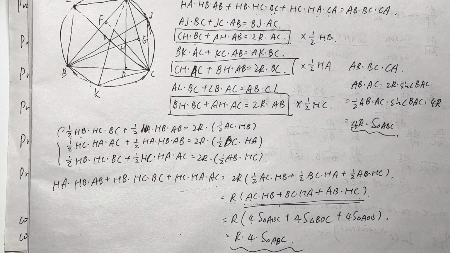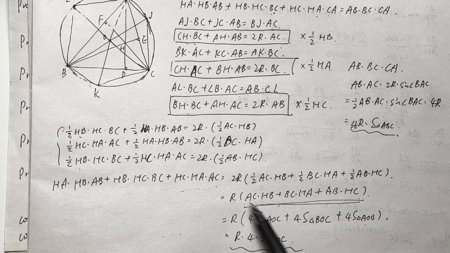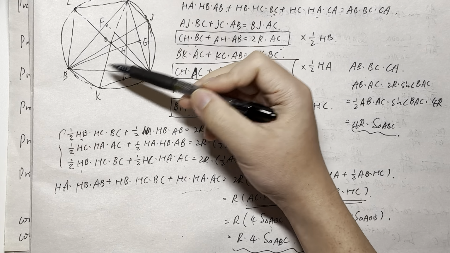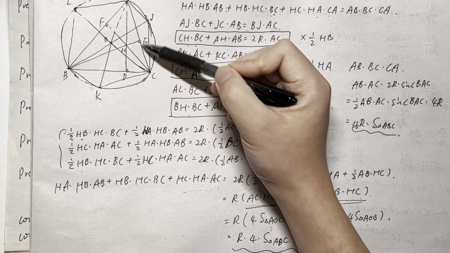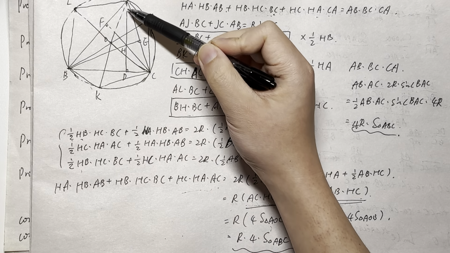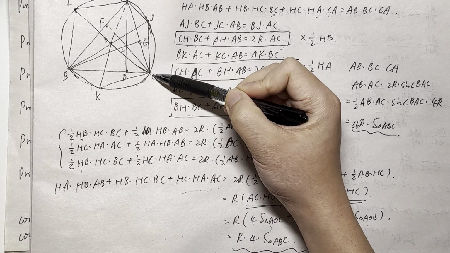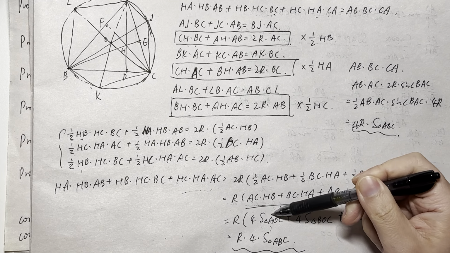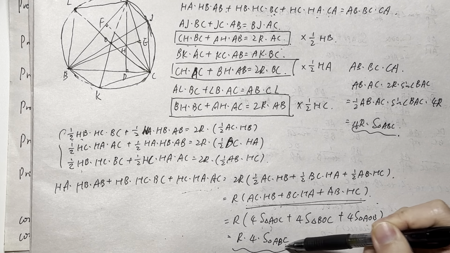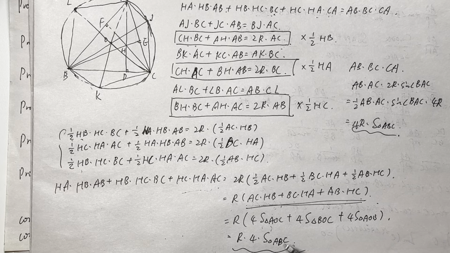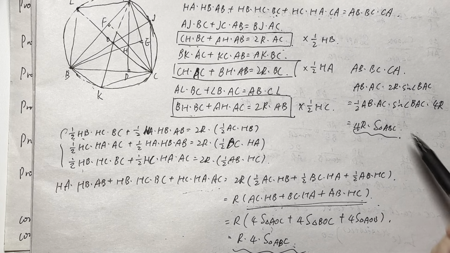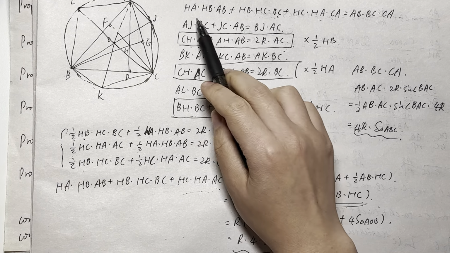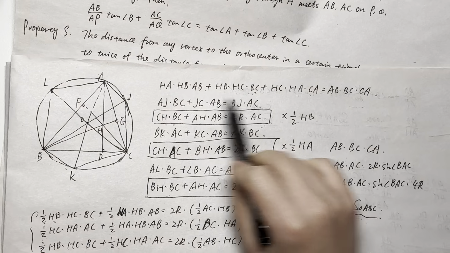Oh, I may have missed this part for you. So AC times HB equals AC times KC. So that's 4 times the area of triangle AOC. Right, I just wrote it down here. Then we add AOC, BOC, AOB together, that's the area of triangle ABC. And then we know these two are equal. So we have just proved that this equation is valid, right?